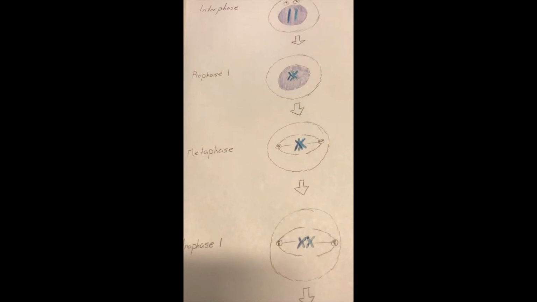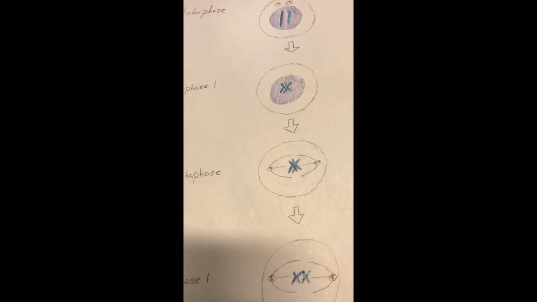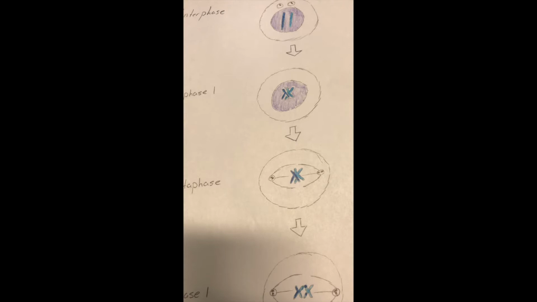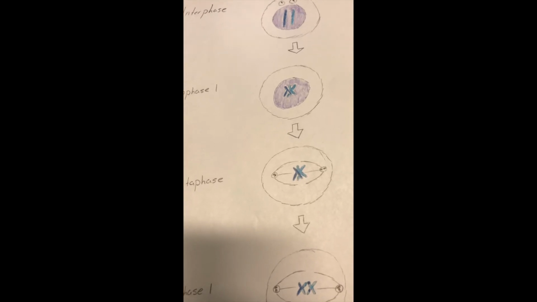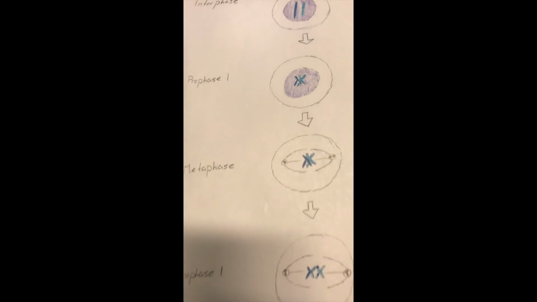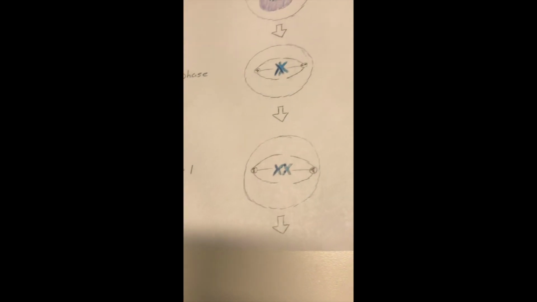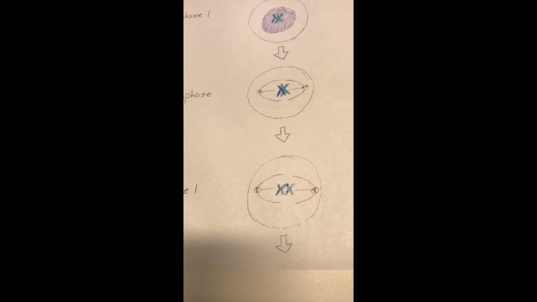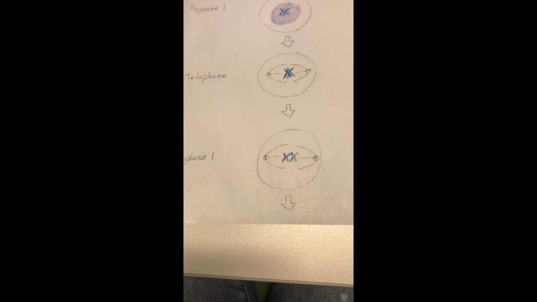In metaphase 1, homologous chromosomes line up at the center of the cell. Spindle fibers from one end of the cell attach to the homologous chromosomes, and spindle fibers from the other end attach to the chromatid pairs. During anaphase 1, homologous chromosomes separate and move apart to opposite sides of the cell. The sister chromatids remain attached at their centromeres.